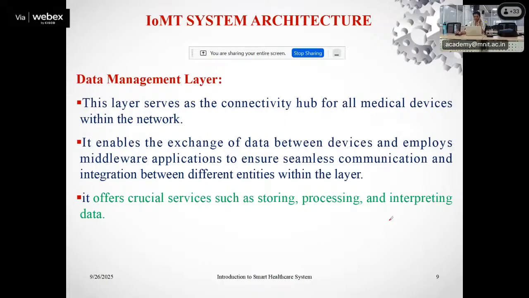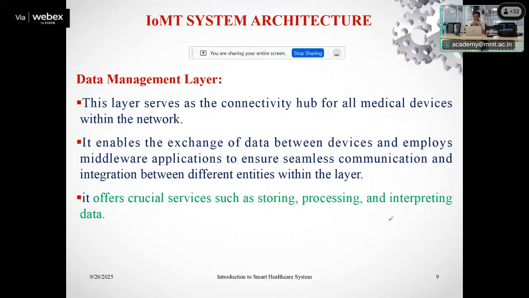Now the data management layer is basically the connecting hub of all the medical devices. Okay, so the data management layer is just a cloud. Now at the cloud, there could be a case where the data is collected from multiple sensors. Sometimes I want to take a decision out of multiple sensors, and derive a particular patient treatment plan, or maybe some sort of diagnosis can be possible.